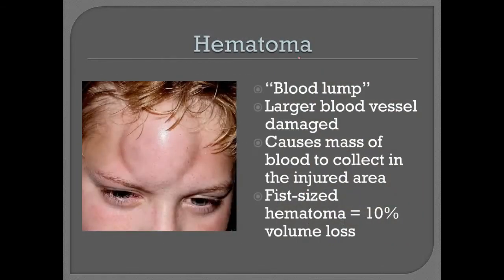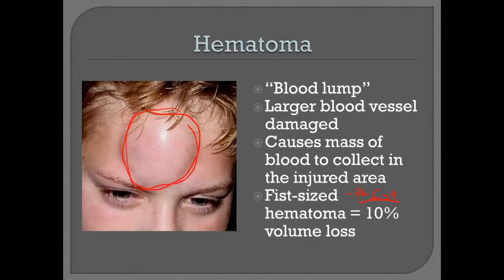A hematoma is a blood lump. You can see it's a goose egg. It's where you actually have a collection of blood under the skin because you have a larger blood vessel that's been damaged. It causes a mass of blood to collect in the injured area, and a fist-sized hematoma equates to a 10% volume loss. Now that's the patient's fist. So a hematoma the size of the patient's fist is about a 10% volume loss into that space.